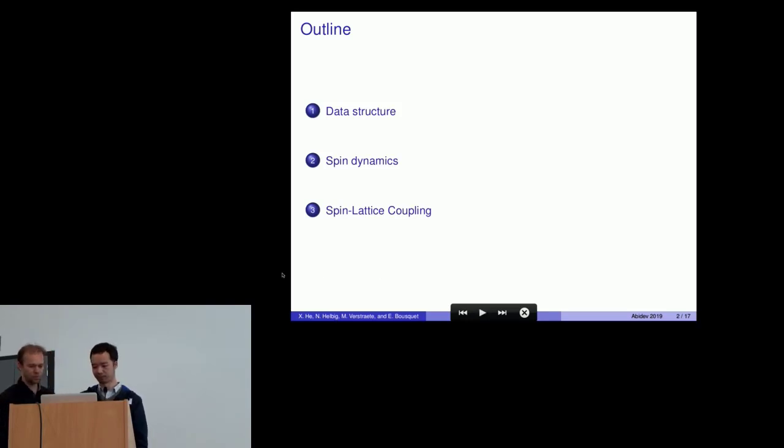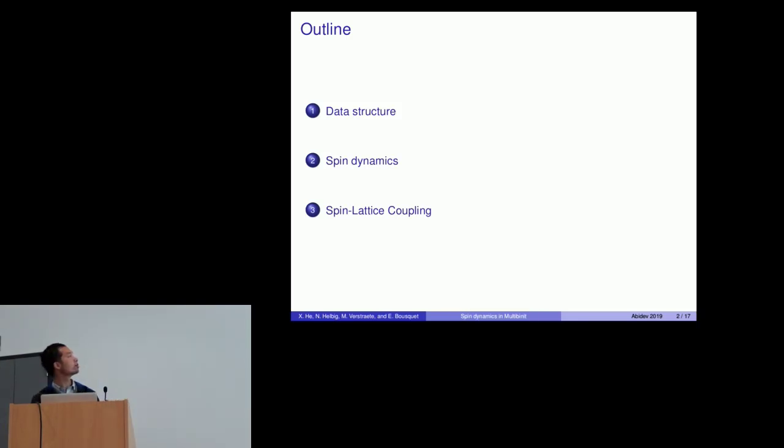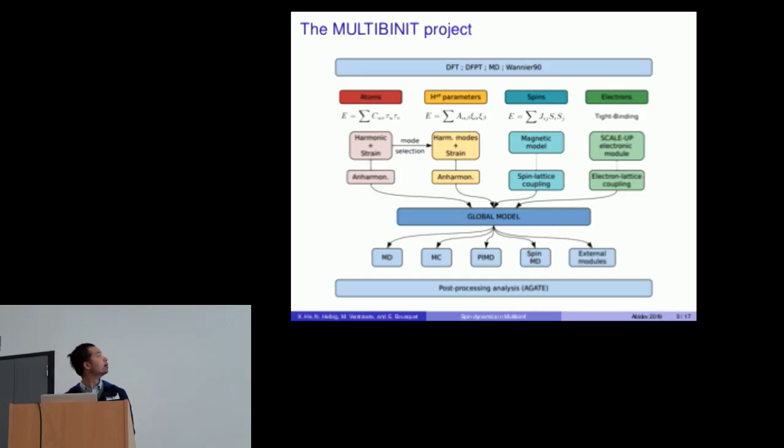Okay, thank you. So first I will talk about the abstract data structure in MULTIBINIT, which will help us to implement potentials very easily. And second part I will talk about spin dynamics in MULTIBINIT, and then the third part I will talk about the ongoing development on the spin lattice coupling in MULTIBINIT.